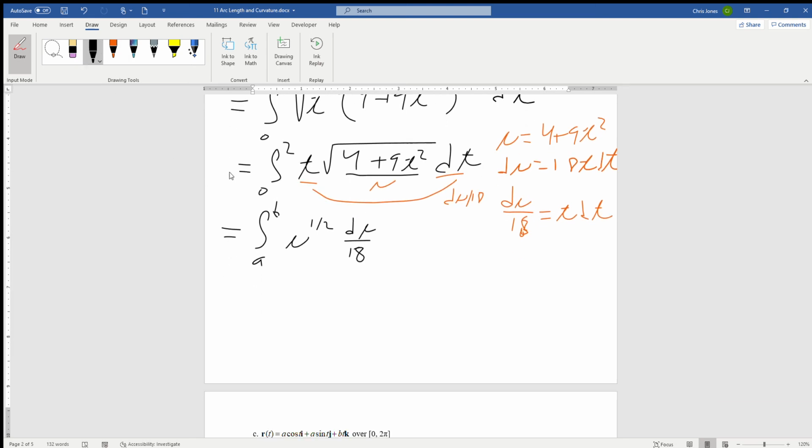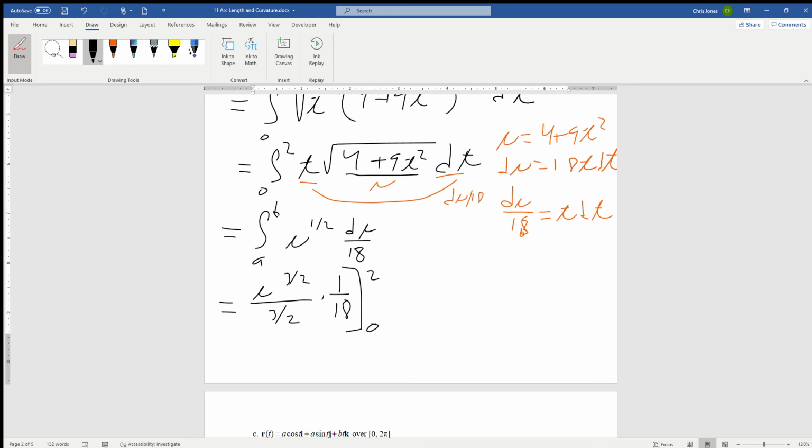All right, and now it just becomes a really simplistic integral to evaluate. This is going to be equal to u to the 3/2 divided by 3/2. We still have that 1/18. Okay, so to be able to get that, we add 1, and then we divide by the new exponent. And that's from 0 to 2.